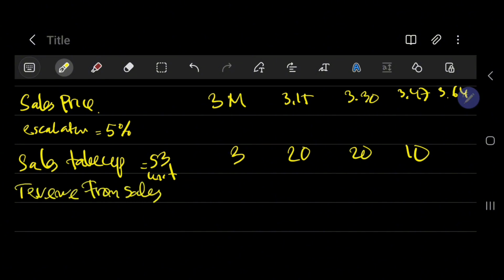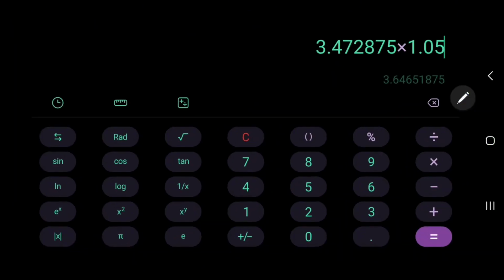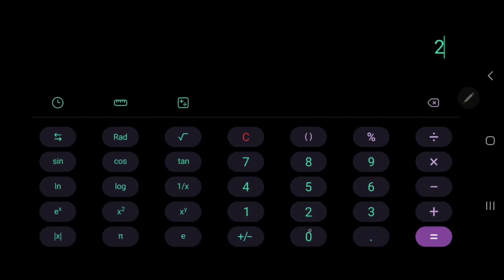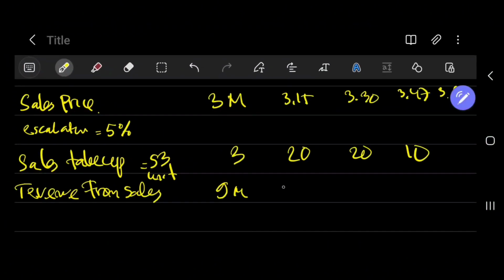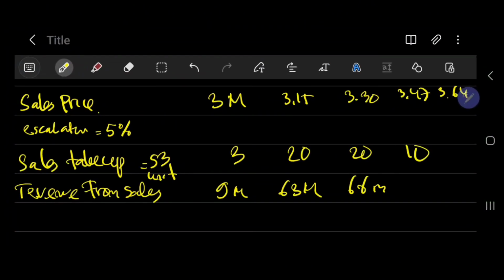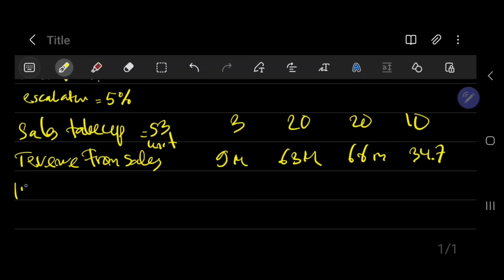Now revenue from sale, we just multiply 3 multiplied by 3, and for the second year, 20 multiplied by 3.15, okay, 63 we put on the second year, and we're also doing the same for the third year. So it's 66 billion, and for year 4 is 34.7. Now this we need to calculate, because this is a DCF.